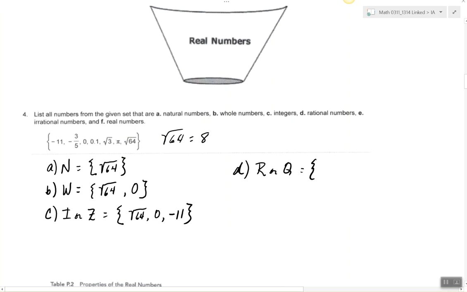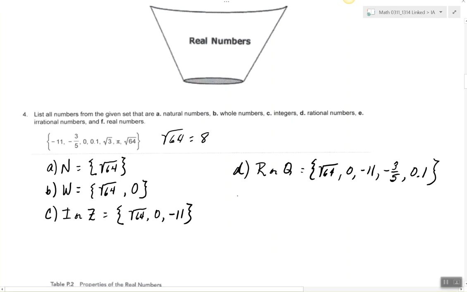All right, all of the integers are rational. The square root of 64, which is really a weird way to write 8, and 0, and negative 11, they are rational because if you put them over 1, they are still numbers. Any fractions and decimals will be added to that. So negative 3/5 and 0.1. That makes up all of the rational numbers.